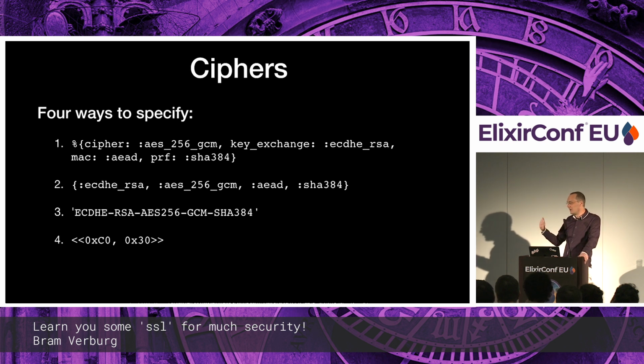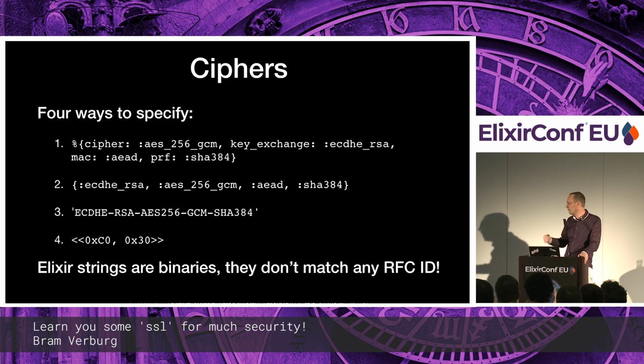Can you guess how this might backfire in Elixir? People sometimes pass in a list of cipher names, the character list that you see here under number 3, but as an Elixir string. And then Erlang will say, you're using binaries. Elixir strings are binaries, but it doesn't match any of my 16-bit RFC IDs. So it's filtered down to an empty list and you're falling back to defaults again. So remember, Elixir strings are binaries, they don't match any of the RFC IDs.